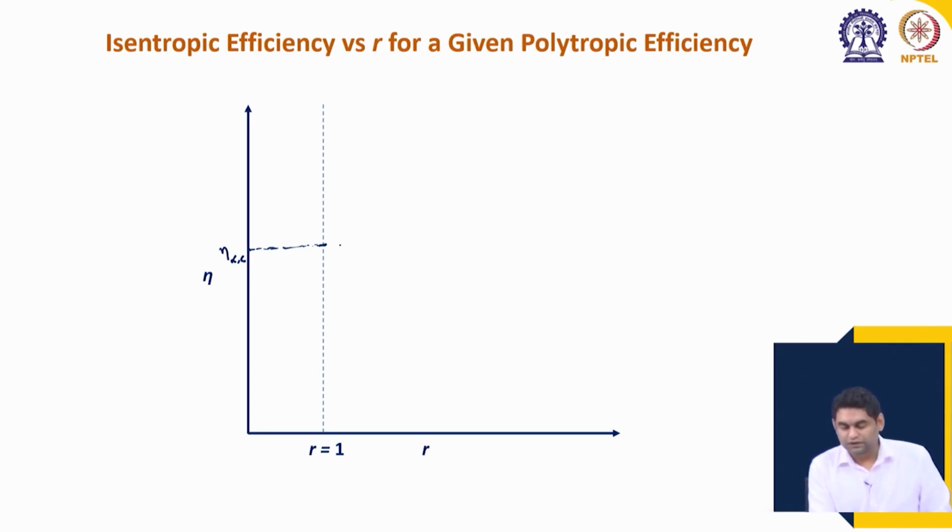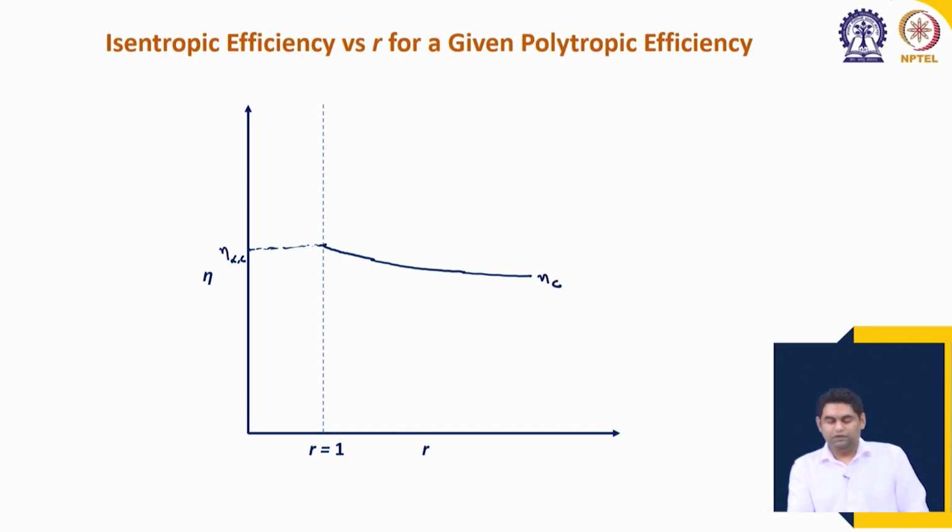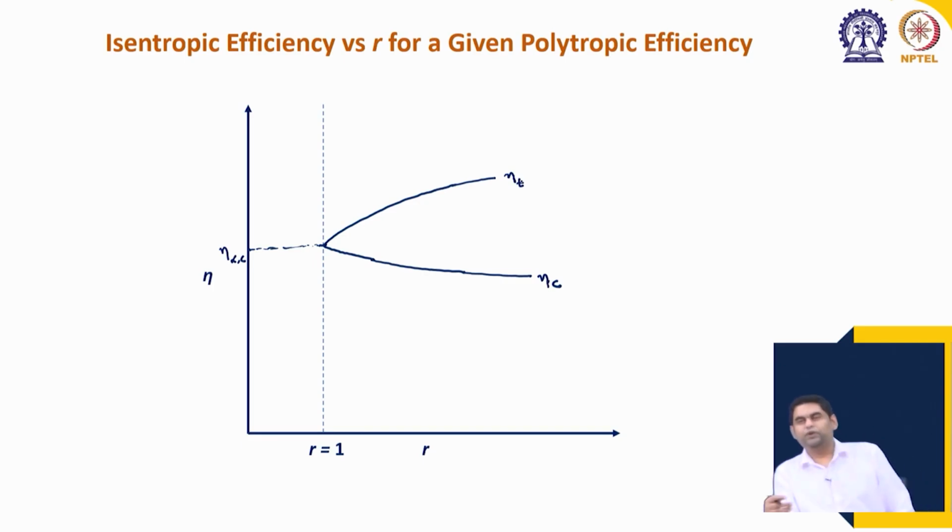Now, with increasing value of r, the isentropic efficiency keeps on decreasing for a compressor. What about for a turbine? For a turbine, on the other hand, the isentropic efficiency keeps on increasing with increase of r. So, the more stages or the longer the processes, the higher the efficiency as compared to that of an elemental volume.